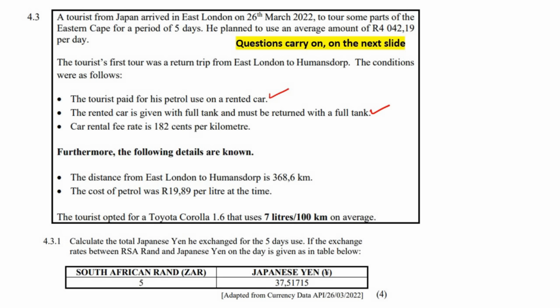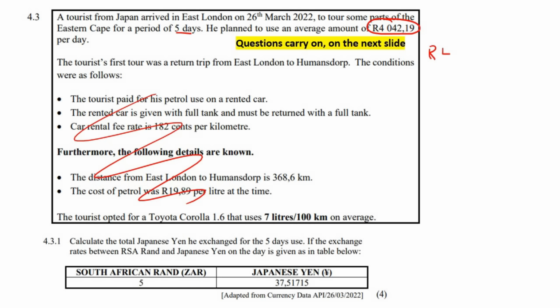Calculate the total Japanese yen he exchanged for the 5-day use, if the exchange rates between RSA and Japanese yen is given in the table below. I don't think that has anything to do with the car. What that has to do with is that he plans to use this amount of money per day, and he did that for 5 days. So how much rand did he use in 5 days? Well, let's go work that out.